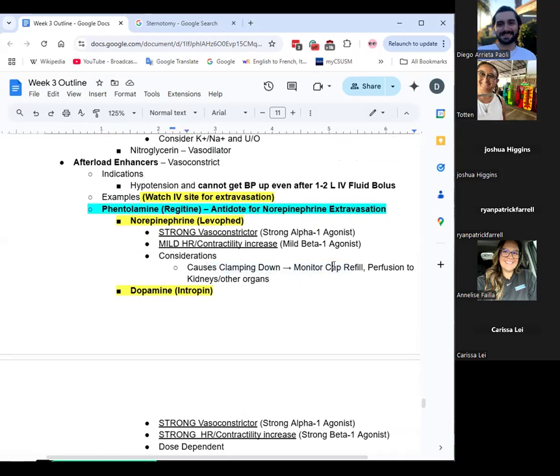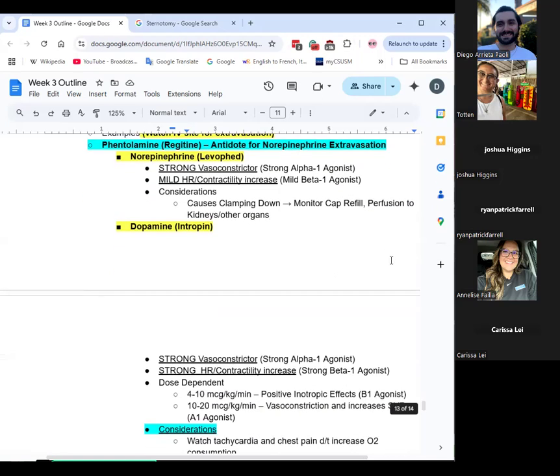I didn't mention this other part. With Levophed, we have to watch perfusion to the kidneys and other organs, because we can have such strong clamping down. Monitoring your urinary output is a big one with this. Measure it and look at the characteristics of your urine as well: amount, color, characteristics. Is there anything floating in it, anything in there that shouldn't be? Does it look funky?